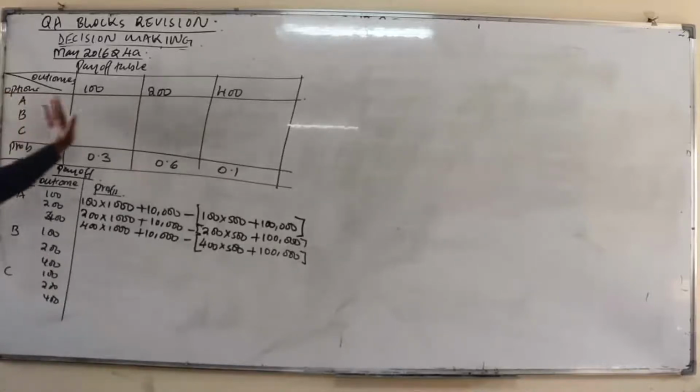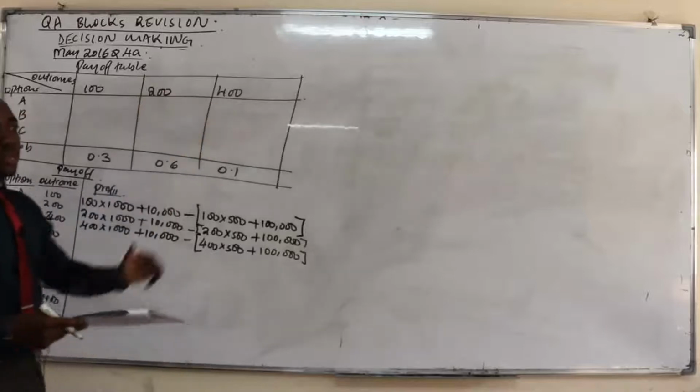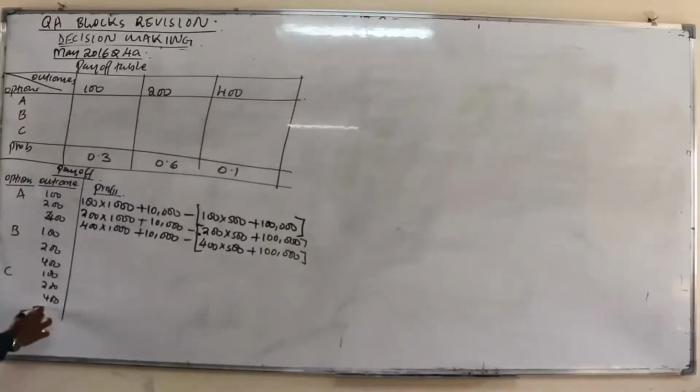So once you get the payoff table, from there you can determine your EMV. I don't want to go deep into that. I just wanted to show you how to develop it.